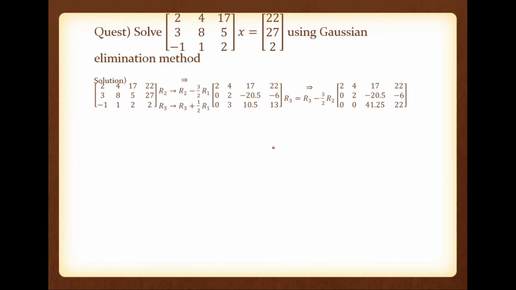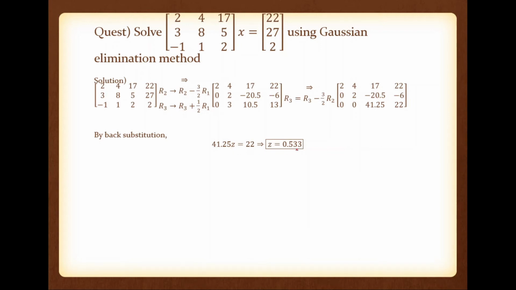So the eliminations are over. Now we are going to start the back substitution. First, what is back substitution? First we process this last row, and this is used to find the last variable. So we have 41.25 z equal to 22, where the vector x is x, y, z. So the last one is z: 41.25 into z is equal to 22.